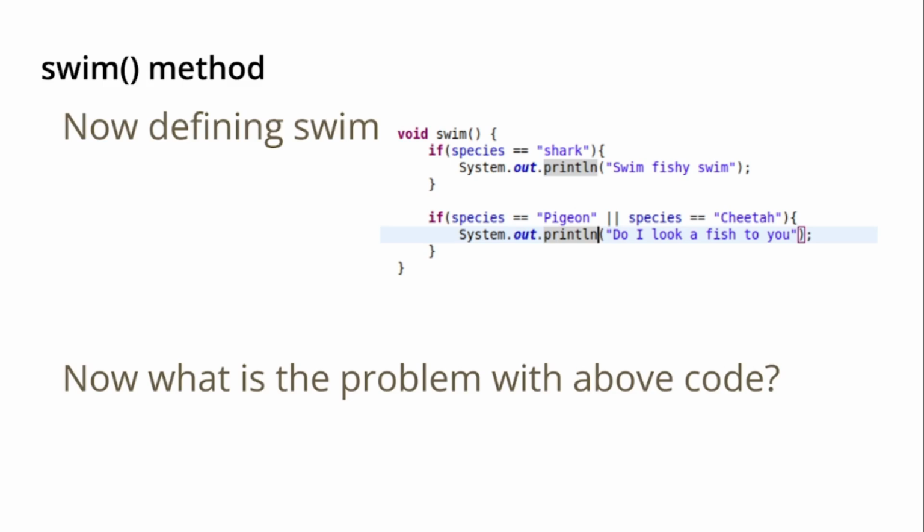Neither pigeon nor cheetah nor many other animals swim, right? Now this is the problem with this code. How do we fix it? We follow the single responsibility principle.